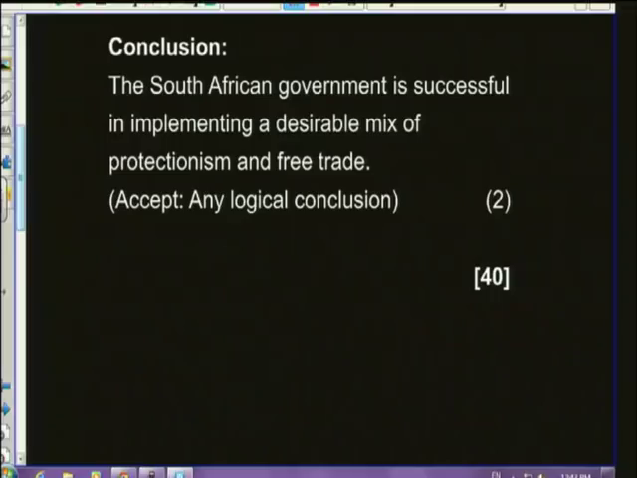Don't forget, when you finish your essay, that you have to end with a conclusion, because this will be worth another 2 marks. And this is an example of a possible conclusion that you could write. The South African government is successful in implementing a desirable mix of protectionism and free trade. In other words, you have come to the conclusion that they have been successful.